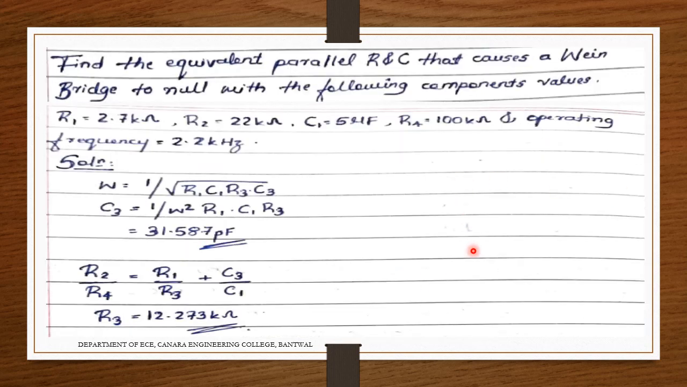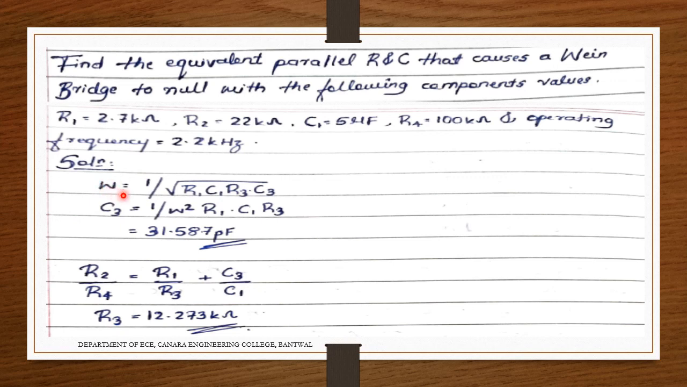Next one, find the equivalent parallel R and C that causes a Wien bridge to null with the following component values. You have to find the parallel R and C values that cause the bridge to null with the following components. R1 is equal to 2.7 kilo ohm, R2 is equal to 20 kilo ohm, C1 is equal to 5 microfarad, R4 is equal to 100 kilo ohm, and the operating frequency is 2.2 kilohertz.